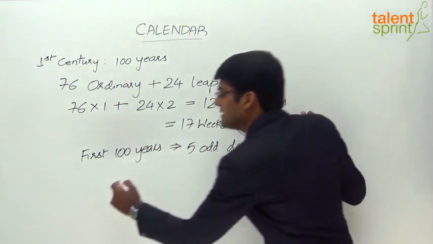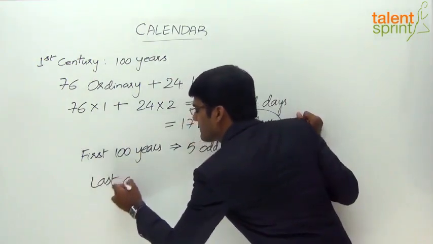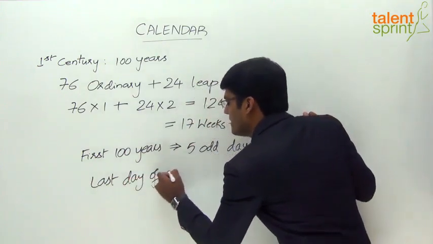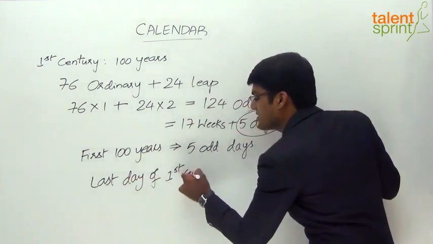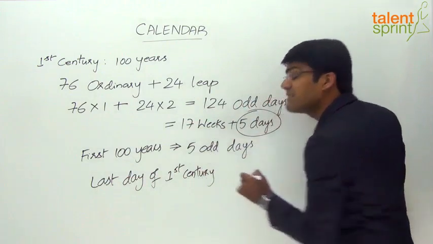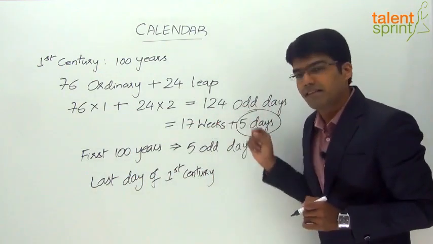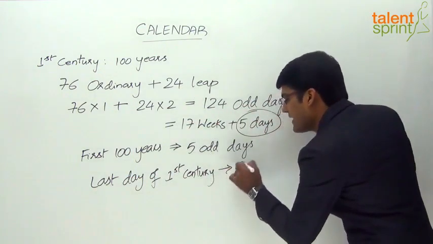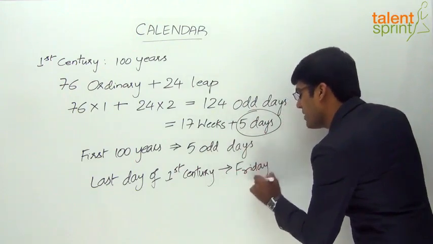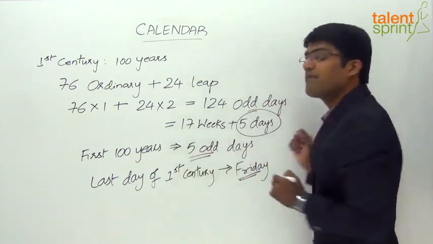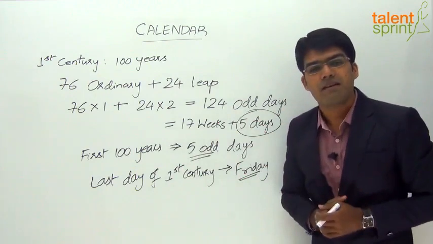So we can say the last day of the first century. What was the last day of the first century? 31st December of the 100th year was a Friday. And how do we know it was a Friday? Because in the first century we have 5 odd days. In the first 100 years we have 5 odd days.